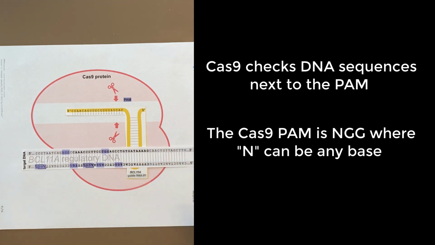The fact that there are so many PAMs is actually really useful for scientists, because when designing a guide RNA, it needs to be adjacent to a PAM. But as you can see, even in a short piece of DNA like this, there are a lot of PAMs. So there are typically many possible guide RNAs that could work to target even a short piece of DNA.